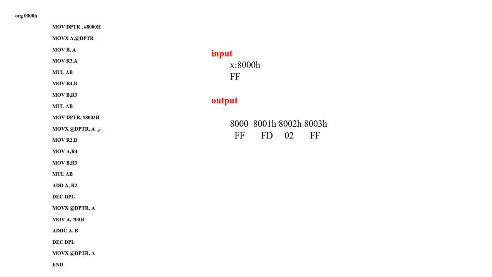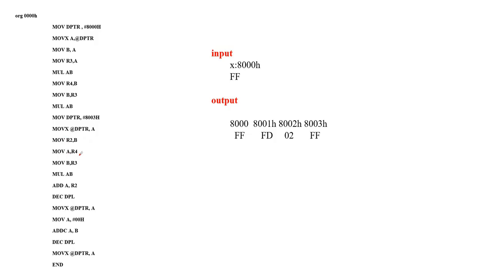So here the value in the register A, that is the low byte of the previous multiplication result, is written to the memory location 8003H. Then we have move R2 comma B. Here the value in B, that is the high byte of the result, is copied into the register R2.